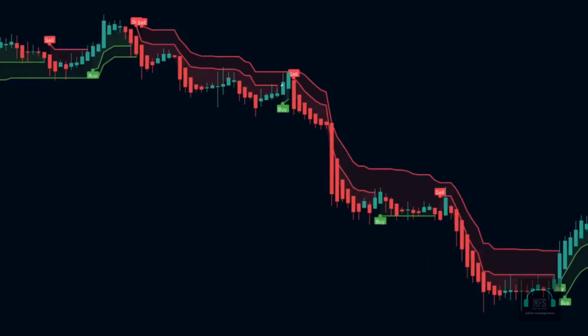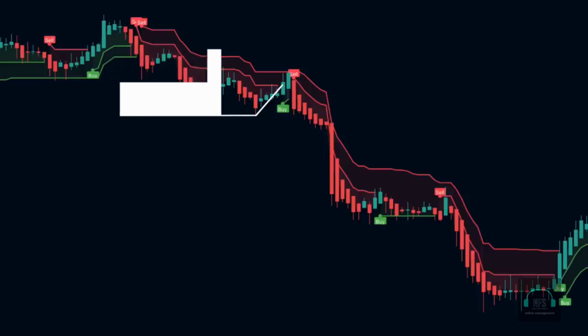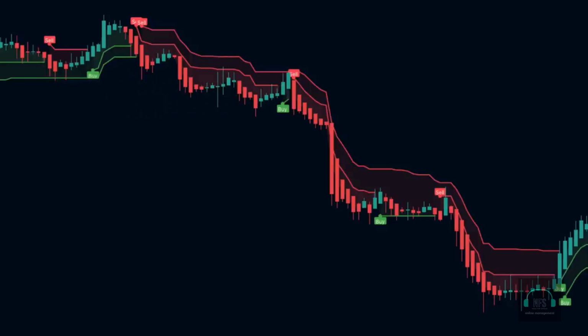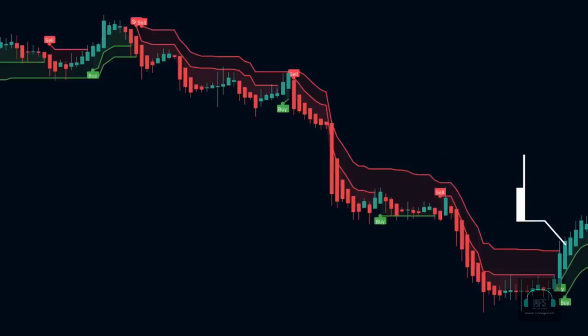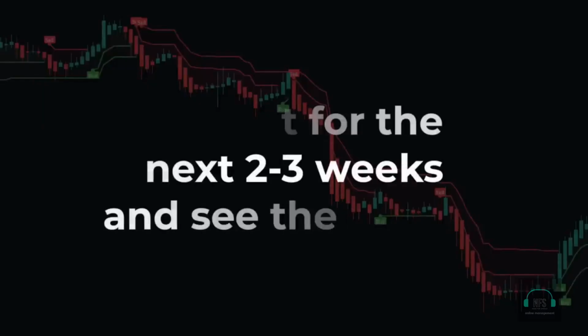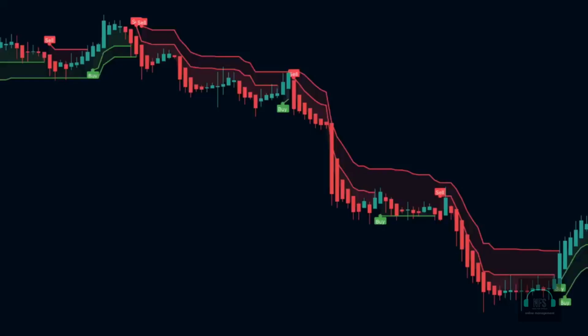While managing the trade, we would have exited half our position here as the short-term SuperTrend turned green. And we would have exited the remaining half at this point as the long-term SuperTrend turned green. So that was the double SuperTrend strategy. I suggest you trade this strategy only on one instrument for the next 2 to 3 weeks and see the results for yourself. You can also combine the strategy and trade it to enter breakouts in momentum stocks.